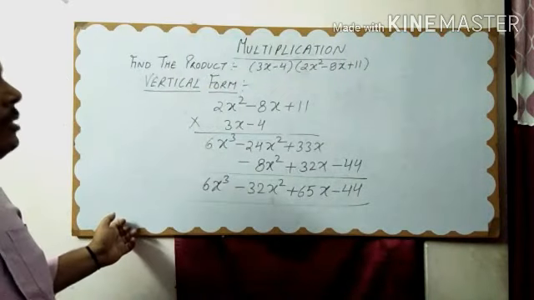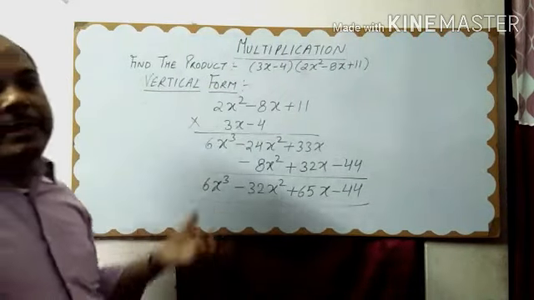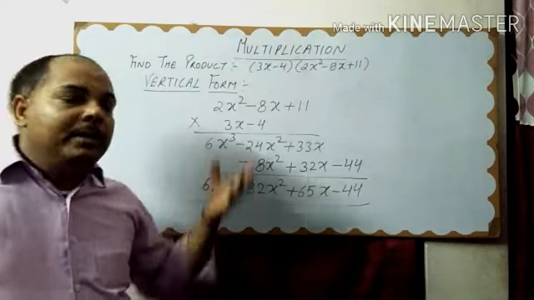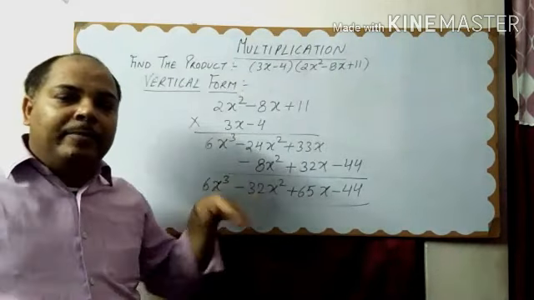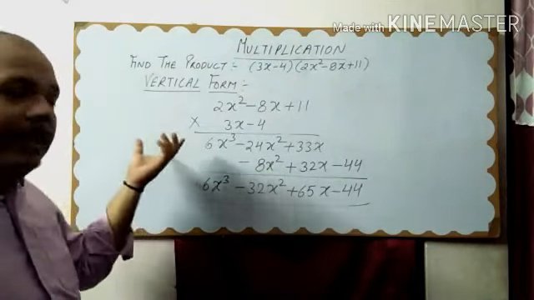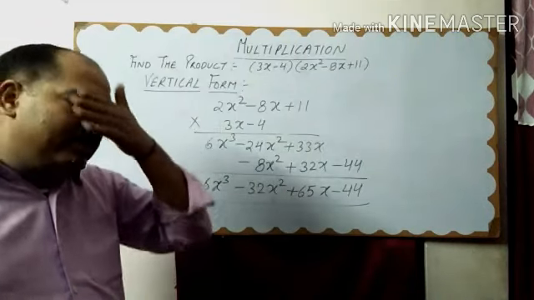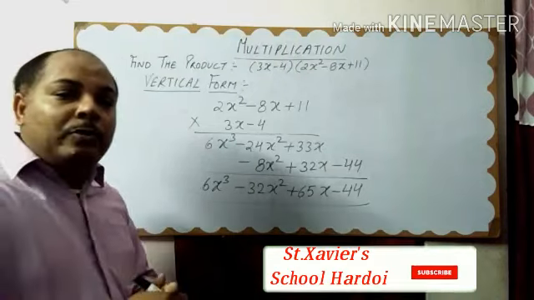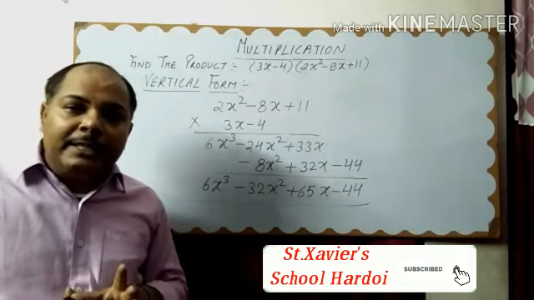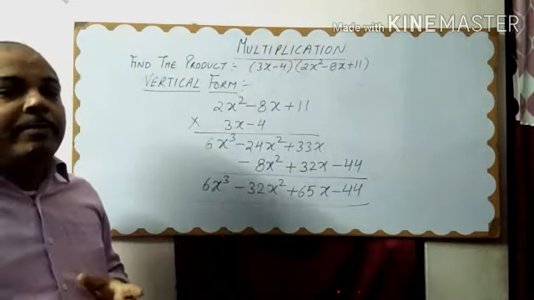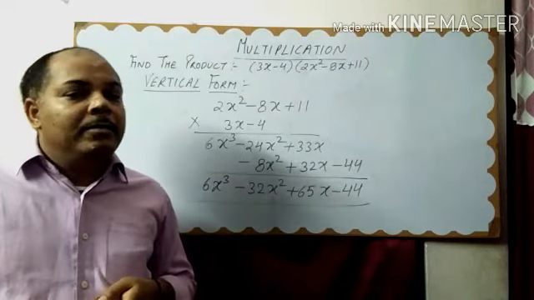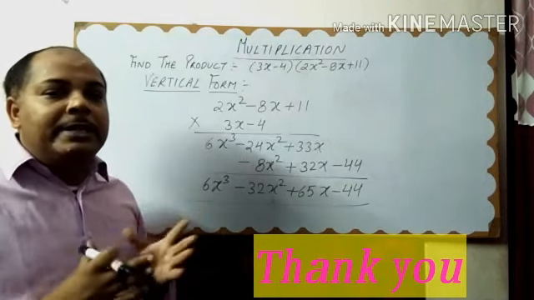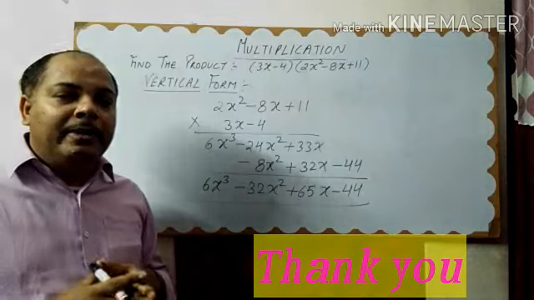So multiplication is okay. This is the vertical method to multiply the polynomials, and previously we multiplied using the horizontal method. So you can use any method to multiply the polynomials. In this video you have understood how we add, how we subtract, how we multiply the polynomials. I hope you understand clearly. Okay, thank you very much.